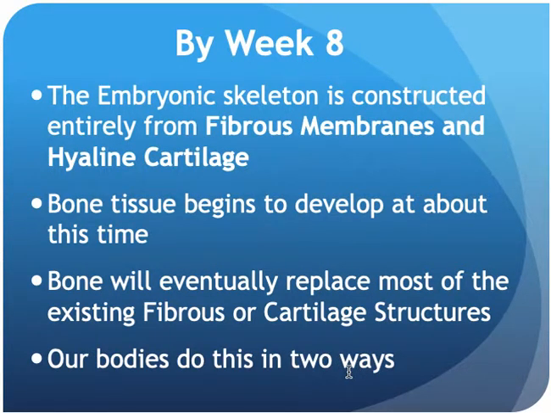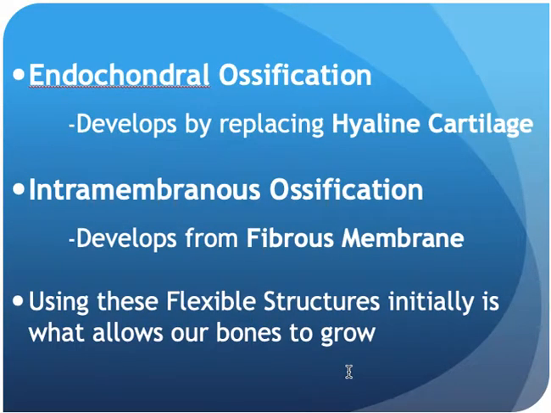We come to our first definitions from part 2 that are really important. Endochondral ossification means that we're making bone by replacing hyaline cartilage, so this one uses a hyaline cartilage model. Intramembranous ossification is where bone develops from our fibrous membranes. We use these flexible structures initially because this is what allows our bones to grow.